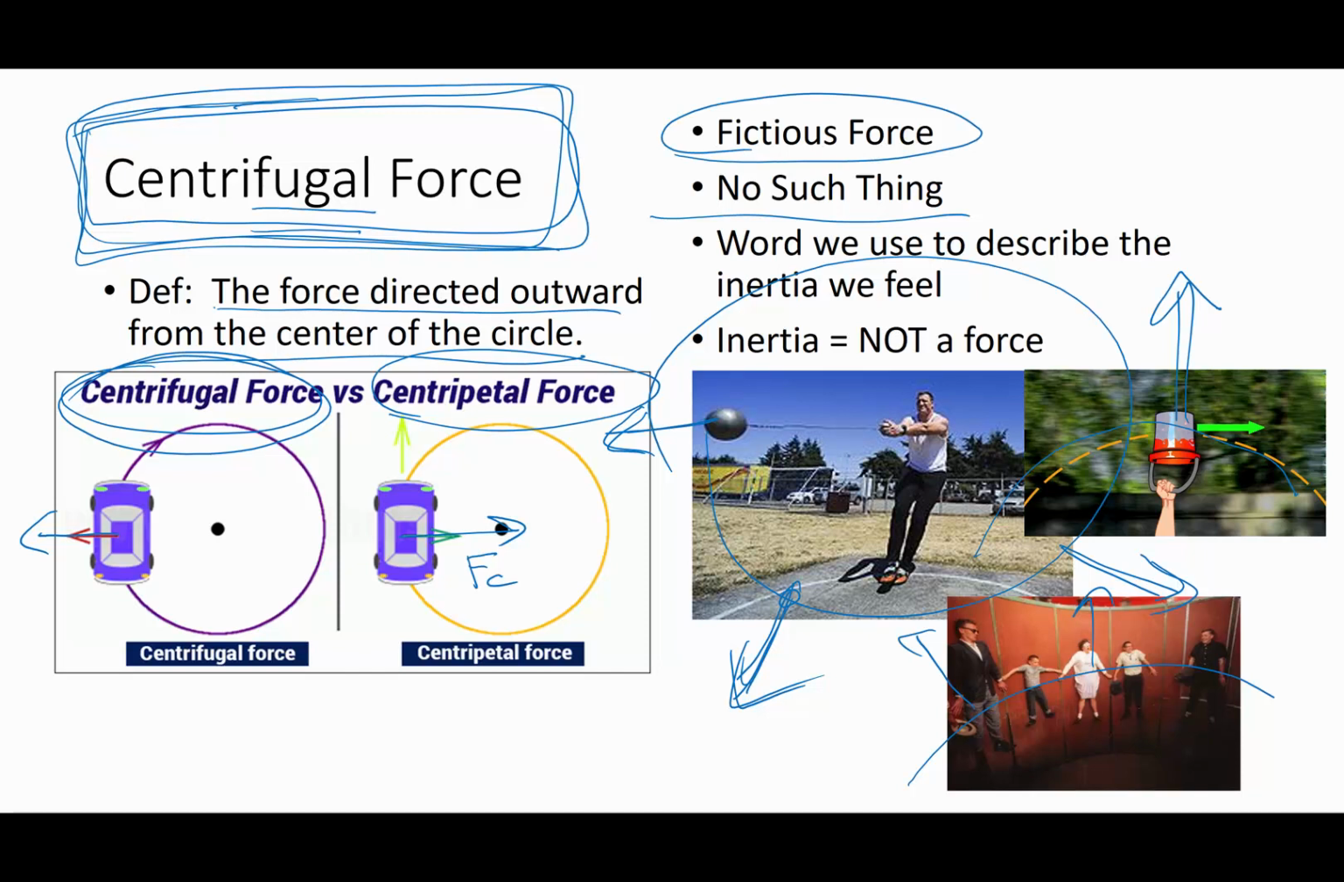It's called a fictitious force. But why does this word persist? It persists because of the fact that we feel inertia. As we move these things, we feel the inertia. We feel that tendency of our bodies or the object to want to keep moving in a straight line. And we have to have in our language words to describe what we feel. And so we made up this word, but please understand it is not a force. We're never going to do math with centrifugal force because it's not really a force.